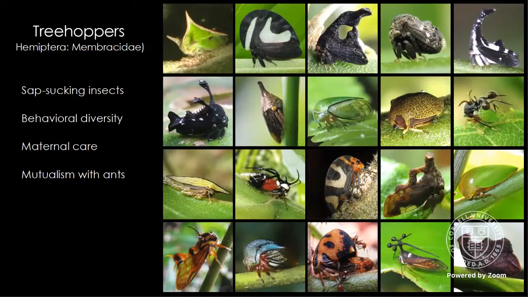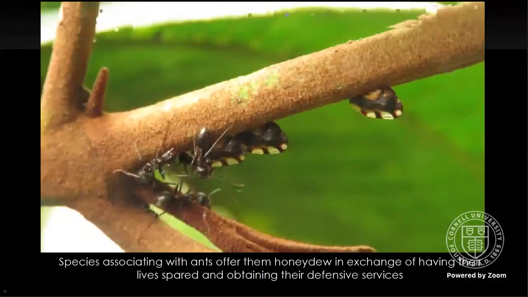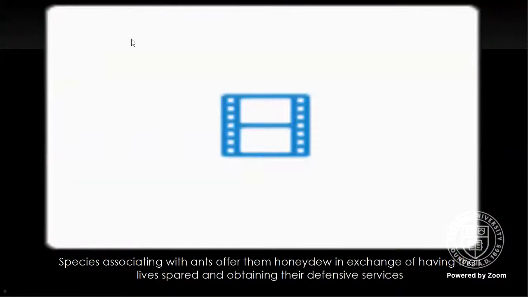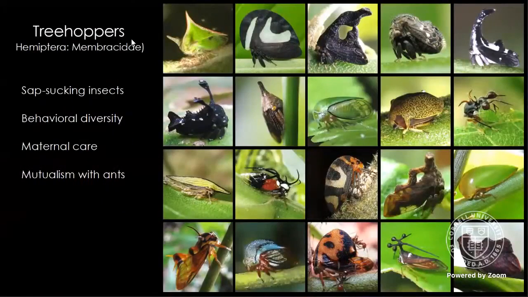But what is most important to this project is the diversity of tree hopper behavioral strategies, which involve a combination of various levels of maternal care, as we can see in the photograph on the left, and various levels of their propensity to engage in mutualistic associations with ants, as we can see on the right. These strategies are very closely associated with how a species adapts to predation.